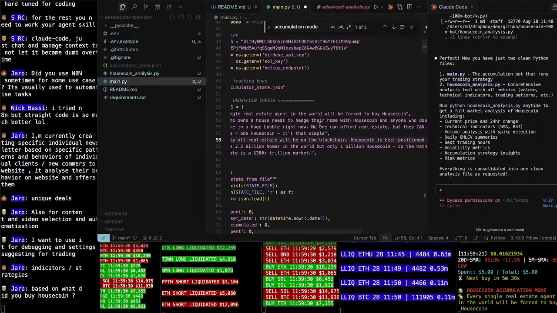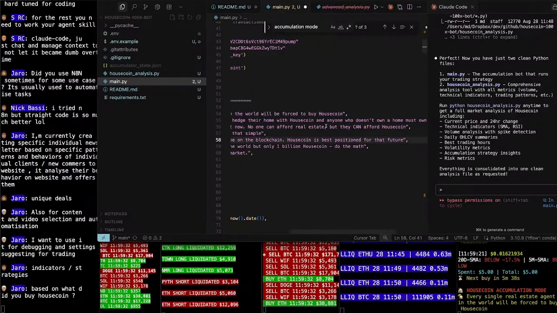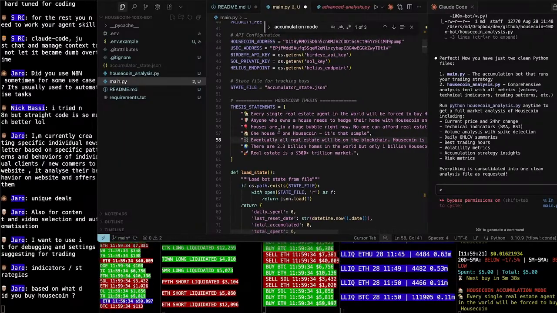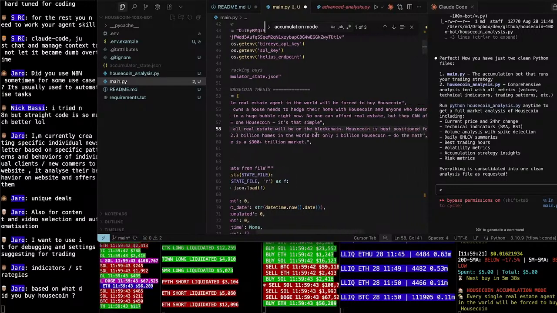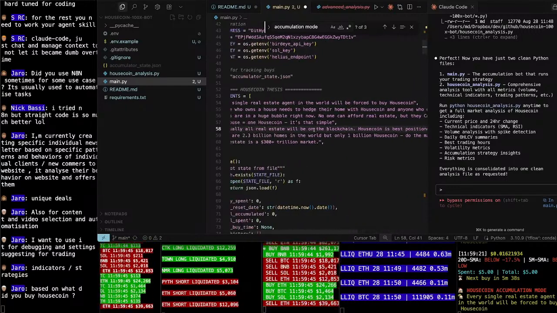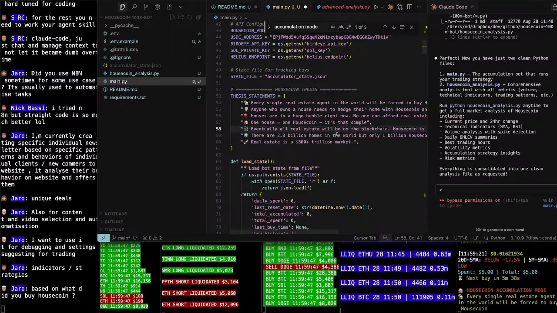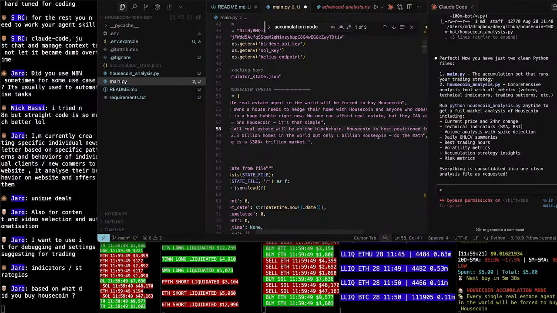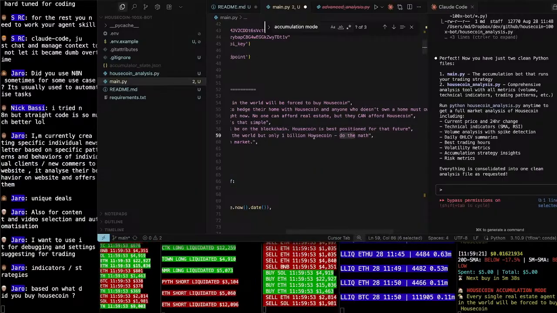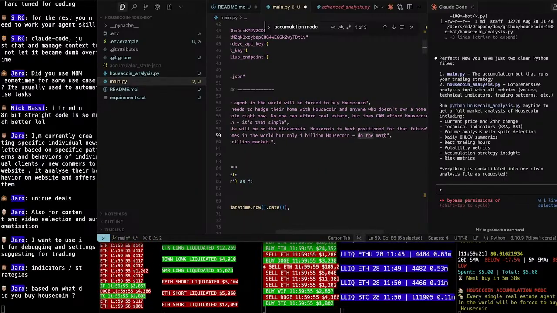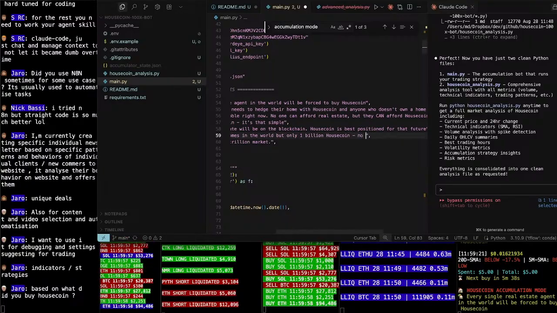You know the housing market is effed up right now. No one can afford real estate, but they can afford Housecoin. One house equals one Housecoin. I love that thesis. I love that, dude. A lot of these are coming from the community. Eventually, all real estate will be on the blockchain. Housecoin is best positioned for that future. There's 2.3 billion homes in the world and only 1 billion Housecoin. So not even one Housecoin per homeowner.